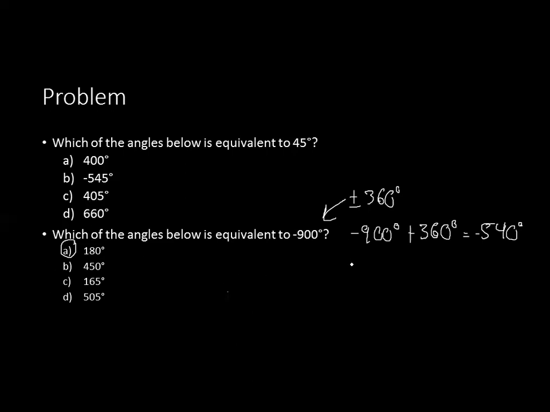So I'm going to continuously add 360 degrees. So negative 540 degrees plus 360 degrees. The result here is negative 180 degrees. Okay, it's not even close enough in here. So I'll do it again by adding 360 degrees.